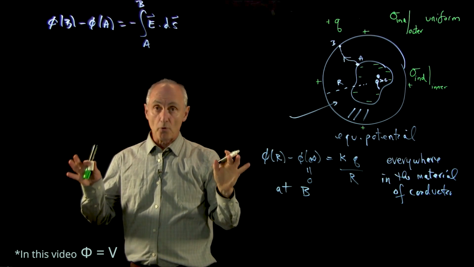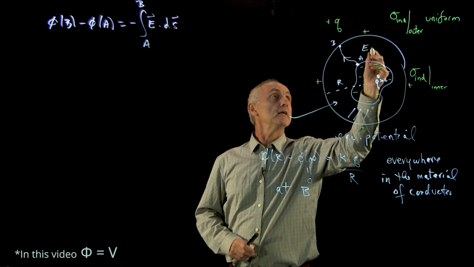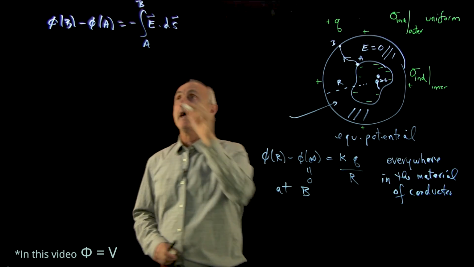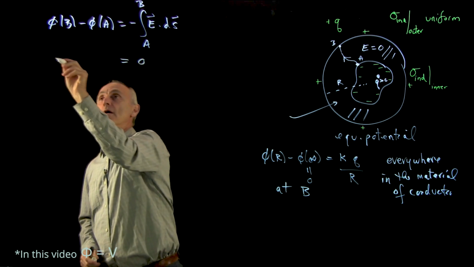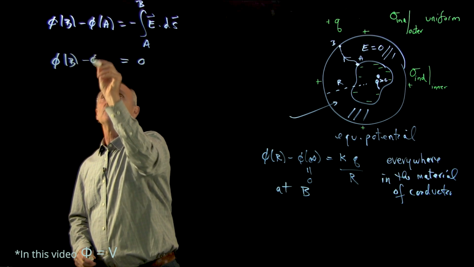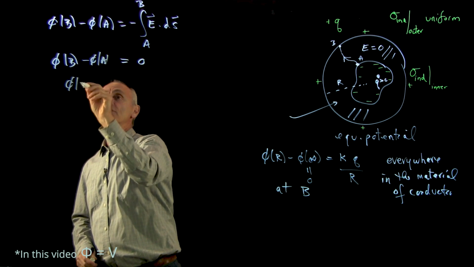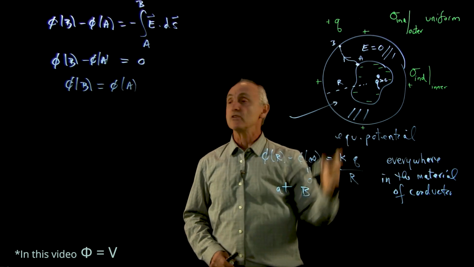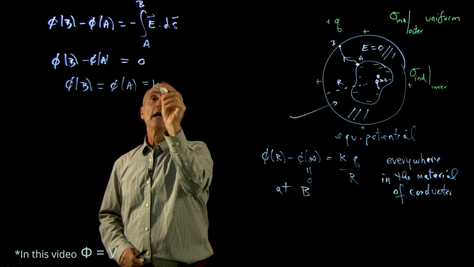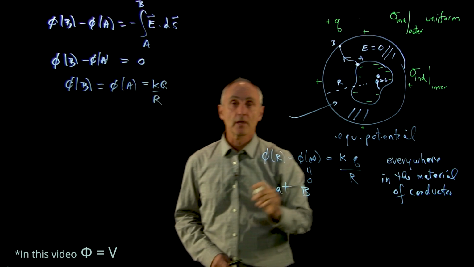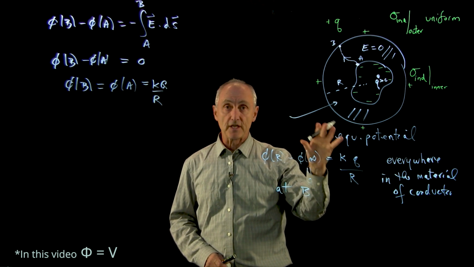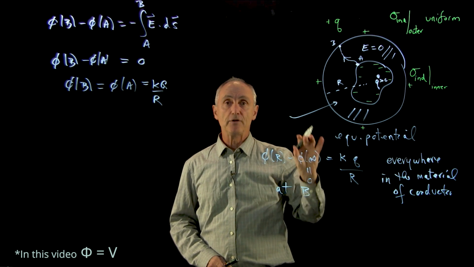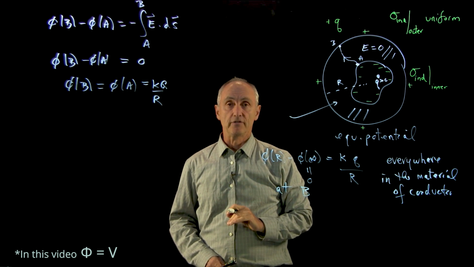Now, here's the important point. We know that experimentally, the electric field in the material of the conductor is 0. And therefore, this integral is 0. And so you see that the potential difference at every point inside the material of the conductor is the same. And we've calculated it as kq over r. And that's the important point to think about, that the conductor itself is an equipotential. Every point has the same value of the electric potential.